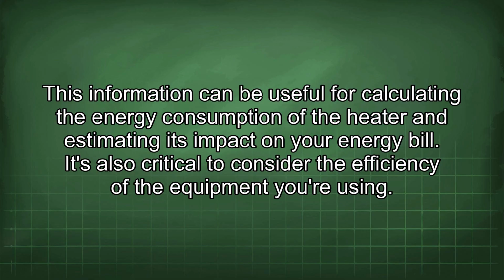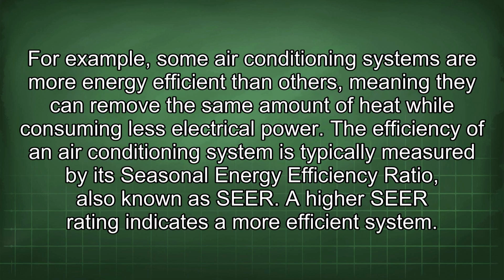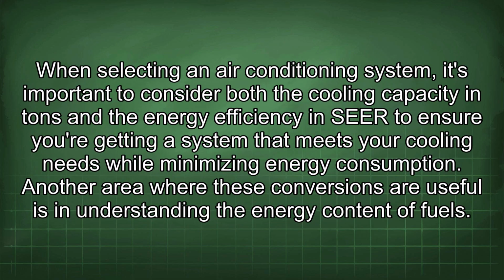It's also critical to consider the efficiency of the equipment you're using. For example, some air conditioning systems are more energy efficient than others, meaning they can remove the same amount of heat while consuming less electrical power. The efficiency of an air conditioning system is typically measured by its seasonal energy efficiency ratio, also known as SEER. A higher SEER rating indicates a more efficient system. When selecting an air conditioning system, it's important to consider both the cooling capacity in tons and the energy efficiency in SEER to ensure you're getting a system that meets your cooling needs while minimizing energy consumption.